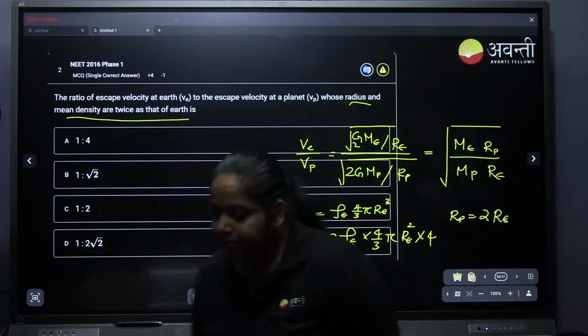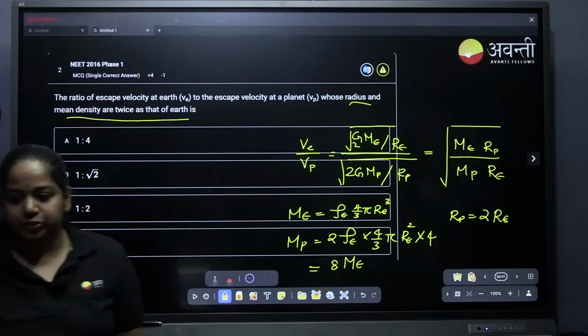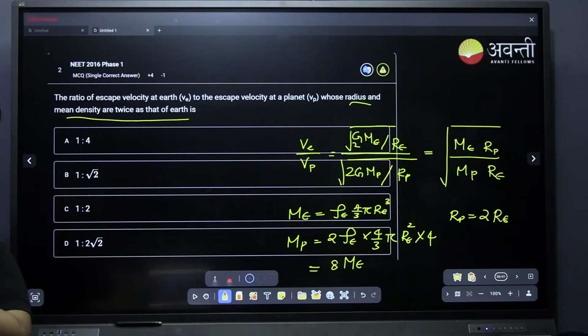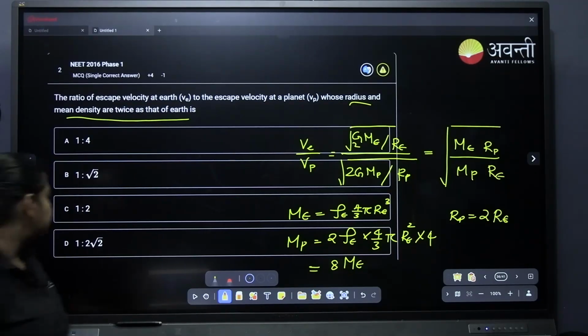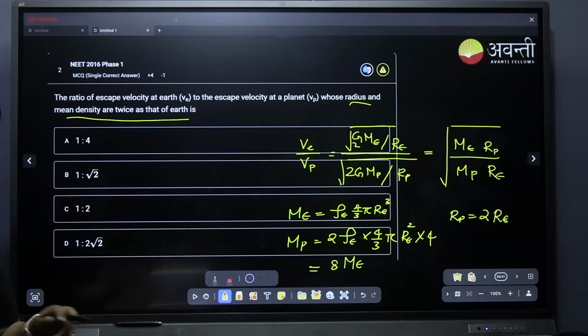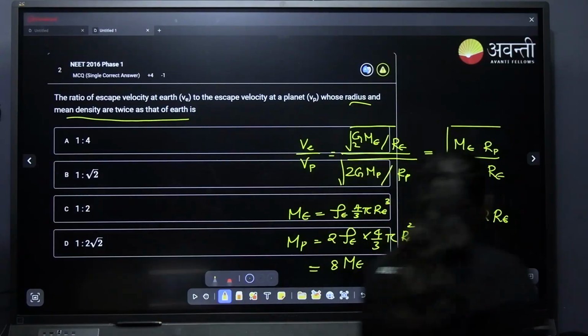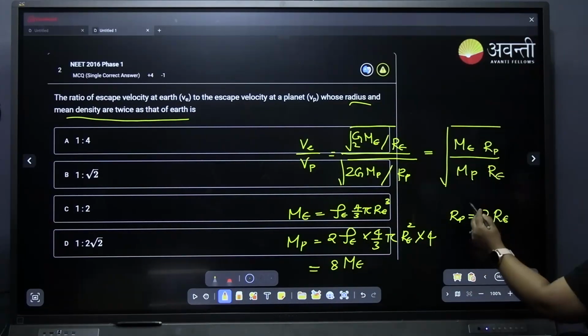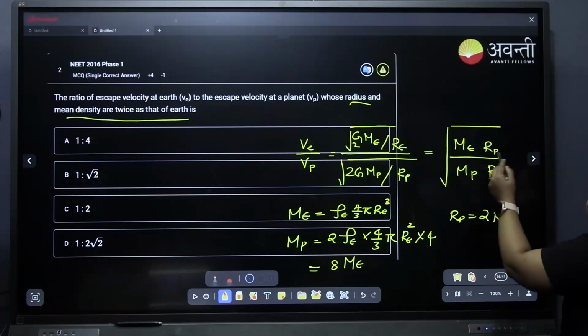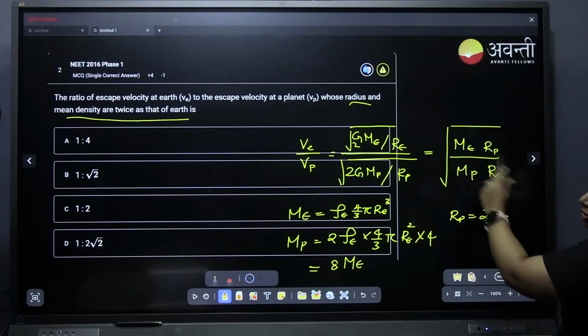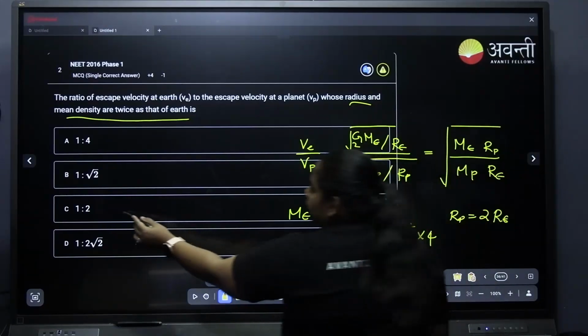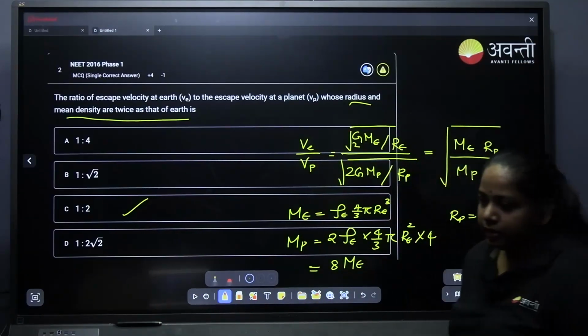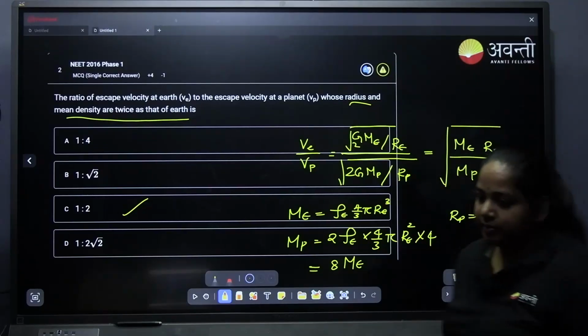Anyone got the answer? Ratio? Yes, not B. You will get 1 by 4. You might have made some careless mistake here. If you substitute, you will get 1 by 8. From this you will get 2. 2 by 8 is 1 by 4. Root 1 by 4 is 1:2. Yes, C is the answer.